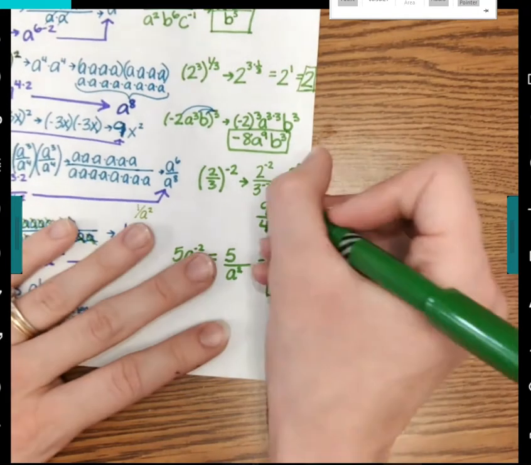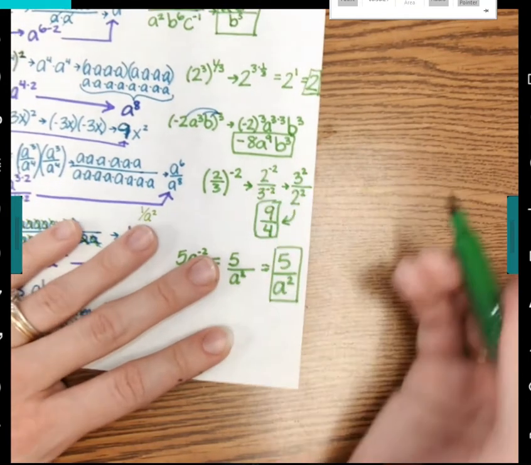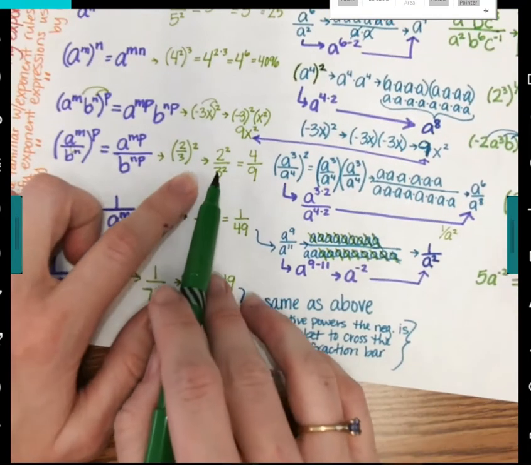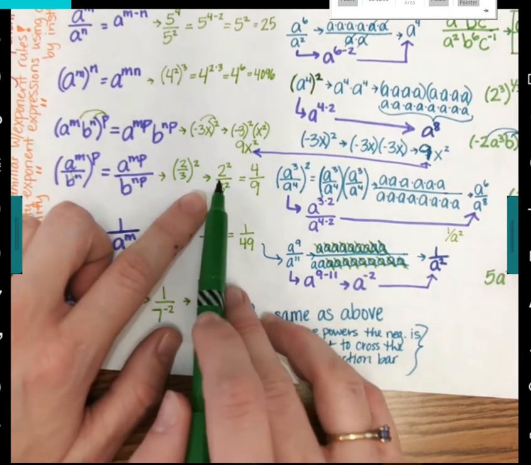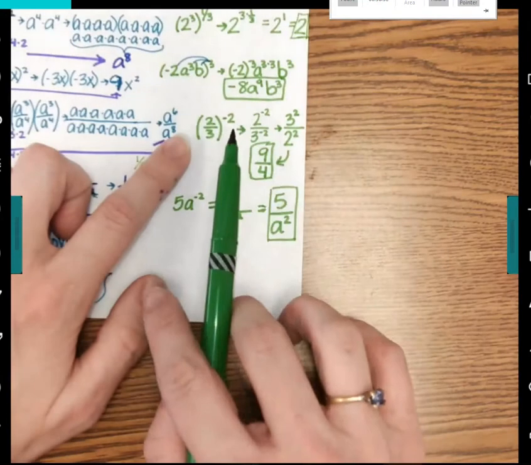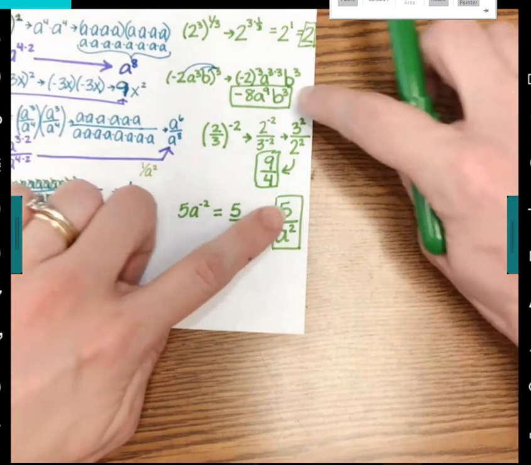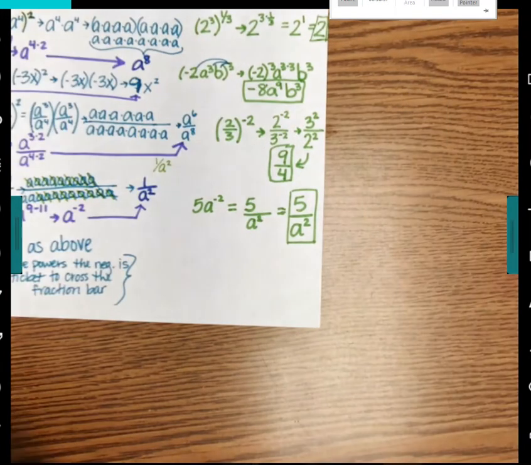So, if we compare and contrast that, here we distributed it just the positive, and so they stayed on their side of the fraction bar. Here we distributed it with a negative, and they had to flip to the other side of the fraction bar.